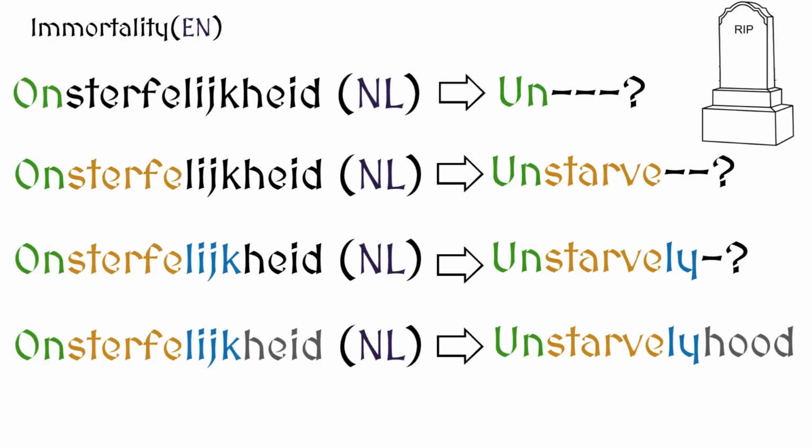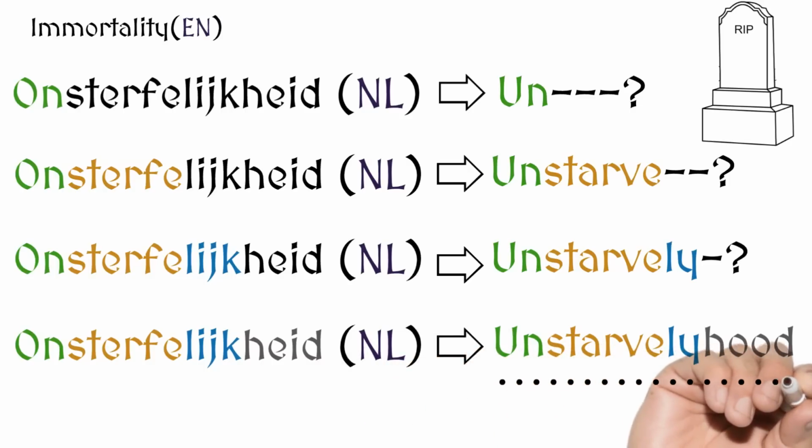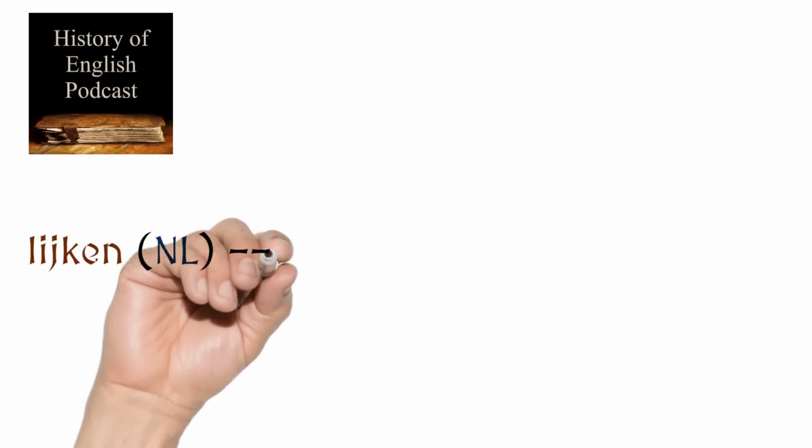So the whole thing, onsterfelijkheid, meaning immortality, becomes "onsterflyness". One cool thing about "lijk" that I just mentioned, I first came across this factoid while I was listening to the History of English podcast, I highly recommend it, by the way.